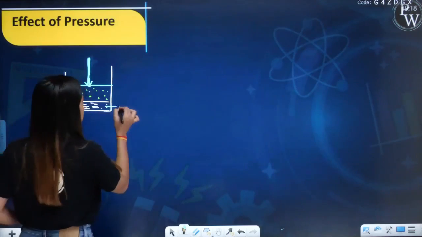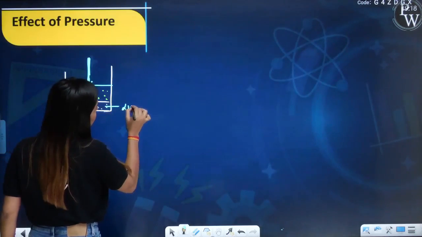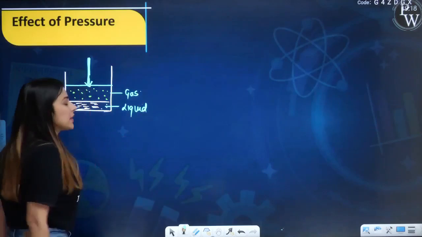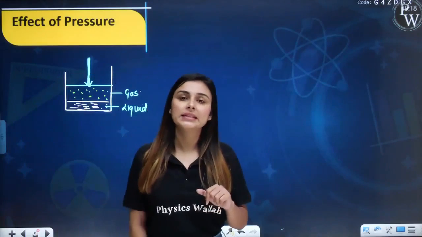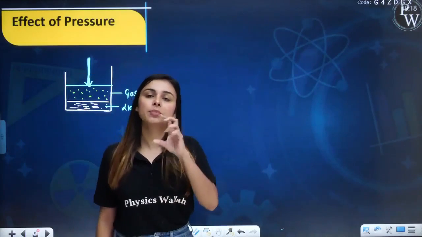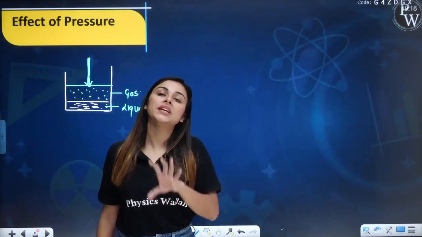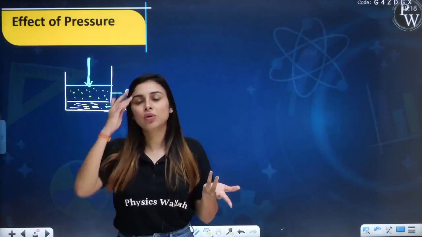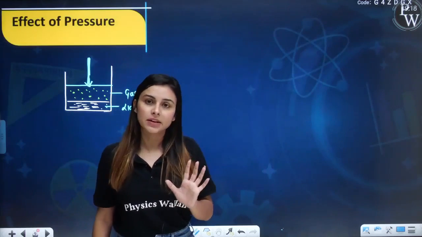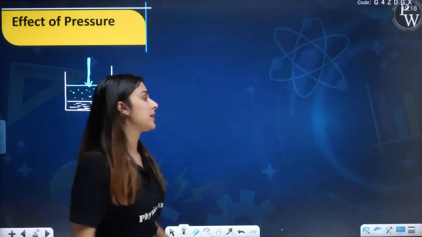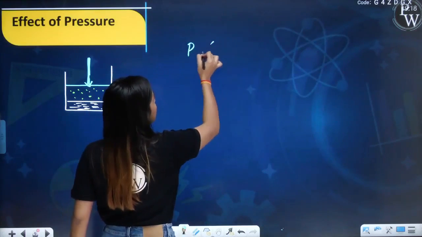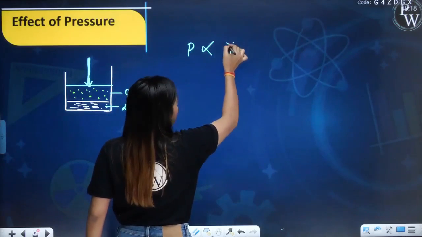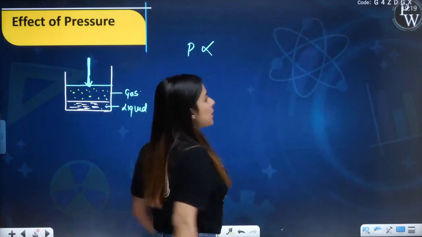So I can say that this is liquid and this is gas. In this way we can say that as the pressure is increasing, more of the gas is getting dissolved in the solution. So the more the pressure, the more will be the solubility of the gas, right? So from here, can I say that the pressure is directly proportional to the mole fraction? Now ma'am, why mole fraction? I'll make you understand that as well.